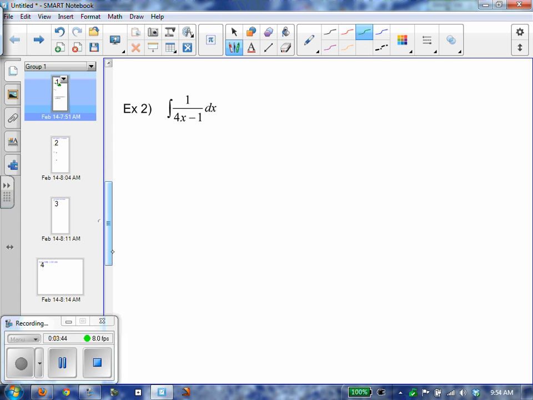Okay, here's a good example. On this one, I do have a 1 over some stuff, right? I don't know how to integrate that, but what can I let u be? Let u be 4x minus 1. Now, that means that du is going to equal 4 dx. So when I make my substitution, I'm going to have 1 over u. When I put du in here, that takes care of the dx.